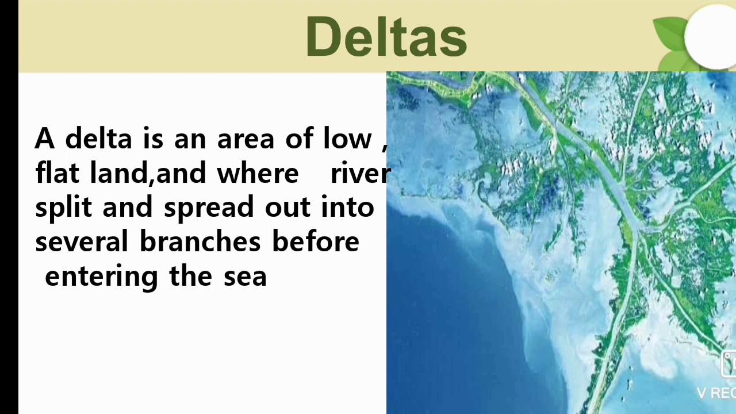Next is deltas. A delta is an area of low, flat land where rivers split and spread out into several branches before entering the sea. Tanjore and Nagapattinam are the most important delta places found in Tamil Nadu.